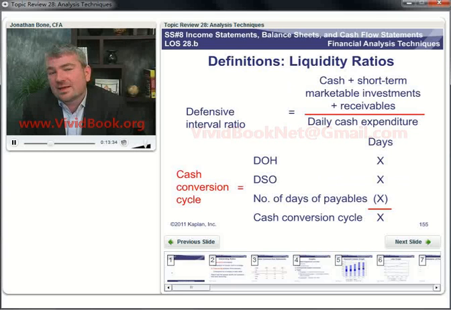Now, one of our key ones is the cash conversion cycle, which you often have to calculate in the exam. And it's computed as days of inventory on hand, plus days of sales outstanding, minus the number of days payable to get the cash conversion cycle. Well, let's have a look at exactly what it is.